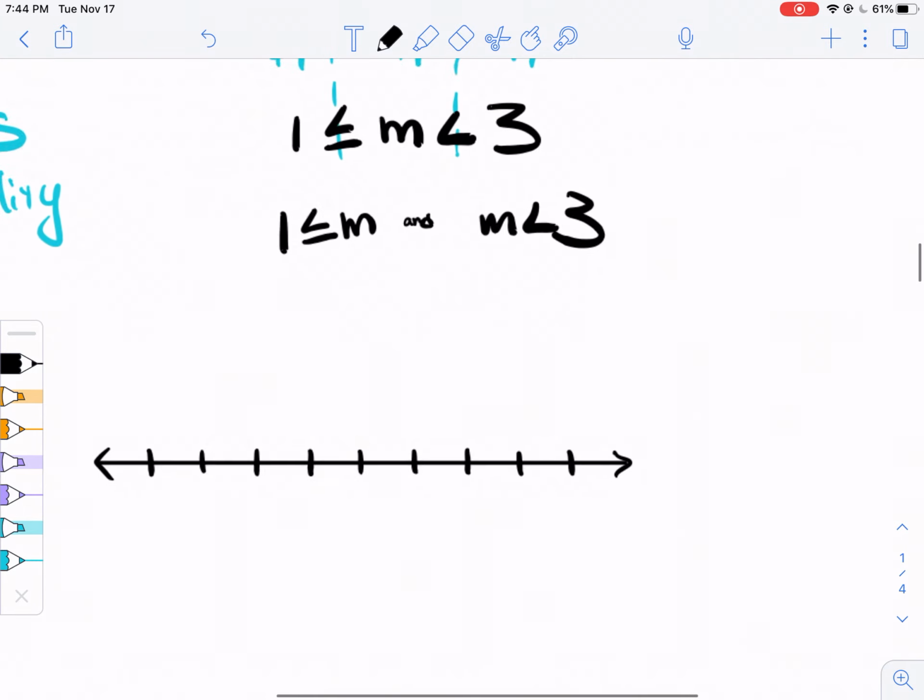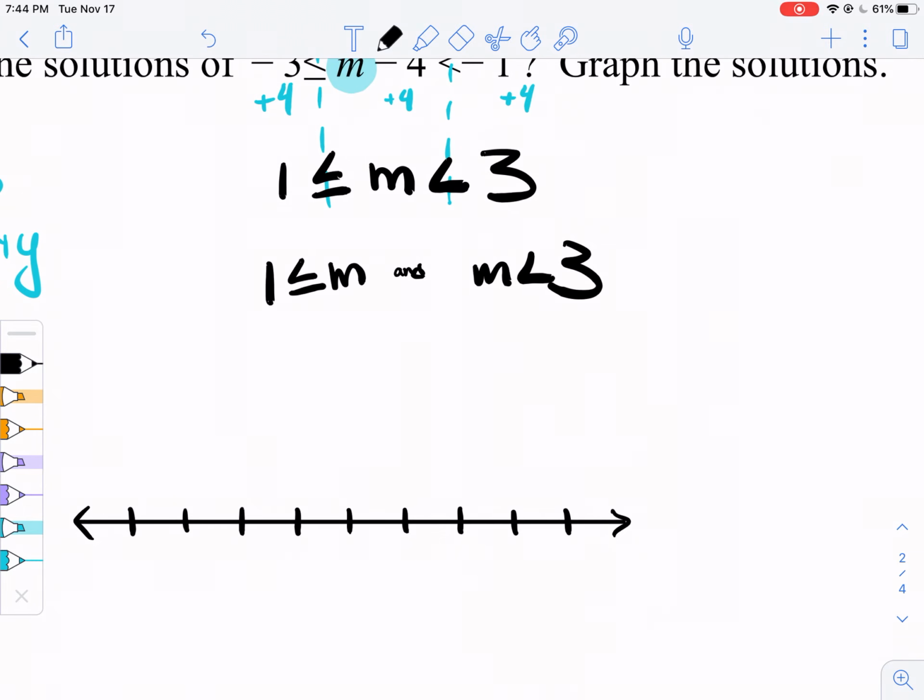So now that we have those, we can graph it. Let's put 0, 1, 2, 3, 4, 5, like that. And now we can graph our guy. So we got 1 is less than or equal to m, so we're going to start out here, go that way, and less than 3. So we're just going to shade this part right here. That's it. We've got it.